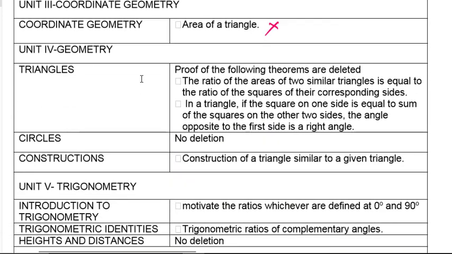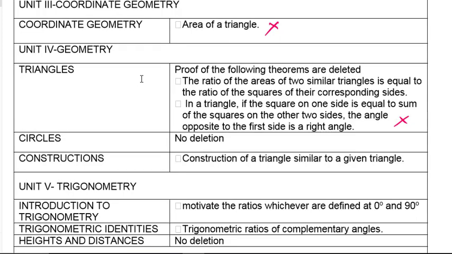In triangles, proof of the following theorems, like the ratio of areas of two similar triangles is equal to the ratio of squares of their corresponding sides. And in a triangle, if the square of one side is equal to the sum of squares of the other two sides, the angle opposite to the first side is a right angle. So this is the converse of Pythagoras theorem. Now you need not do this theorem, but you should know this theorem.